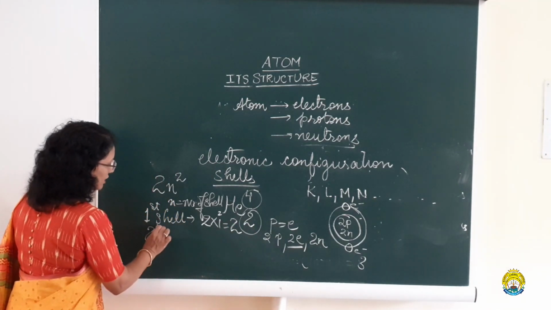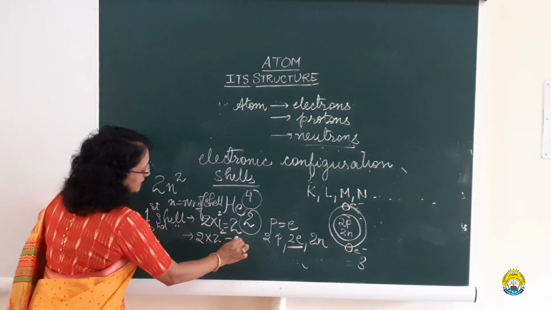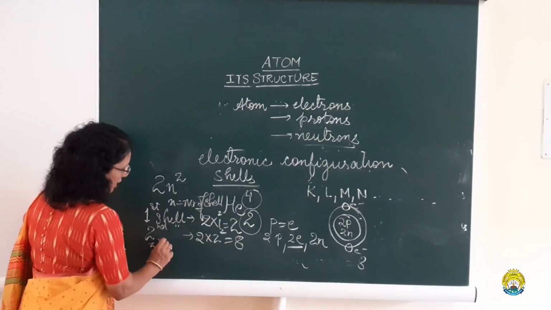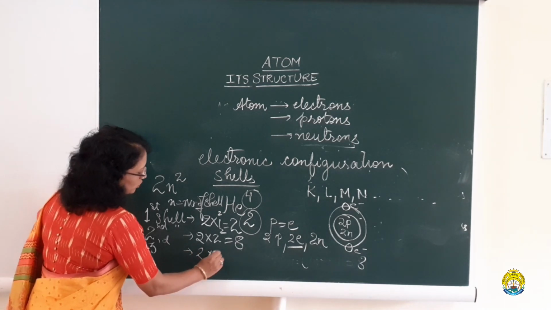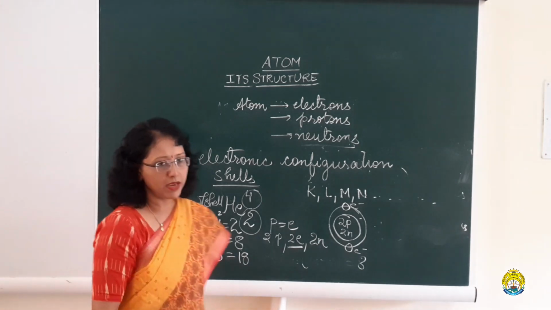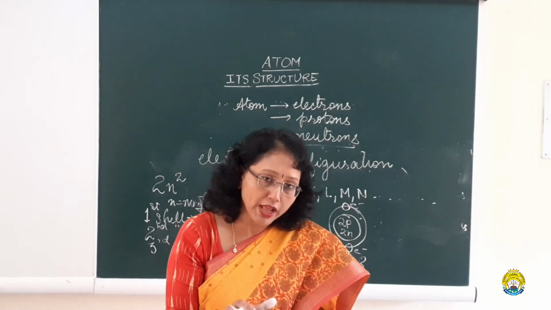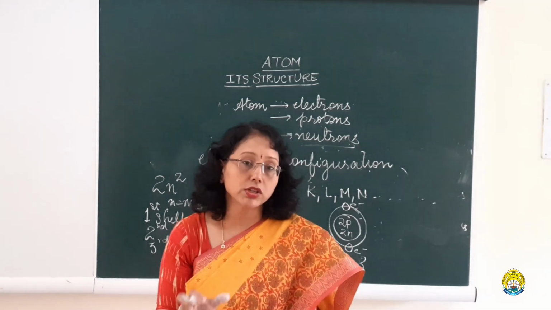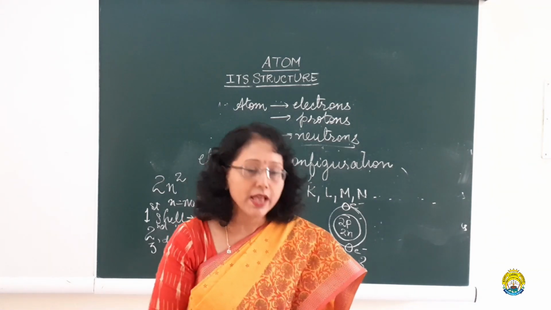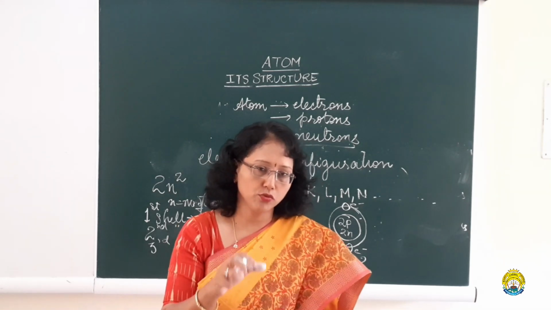If you take the second shell, how many electrons? 2 into 2 square. That means 8 electrons can be accommodated. If you go for the third shell, then 2 into 3 square. That means 18 electrons can be accommodated. But you have to keep in mind that the outermost shell of an atom cannot accommodate more than 8 electrons. Once the 8 electrons are filled in, it jumps to the next level and then distributes the electrons.